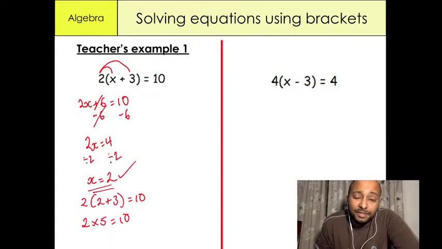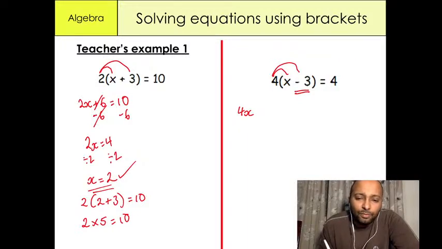Over here, we're going to do the exact same thing. We'll repeat this process by expanding the brackets first. So we have 4 times x, which is 4x. And then we have 4 times negative 3. This is the crucial bit. A lot of students forget to incorporate the negative. They just put positive 12, when in theory it should be minus 12 equals 4. So we have 4x minus 12 equals 4.